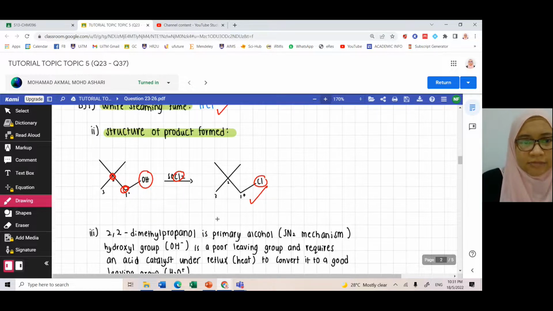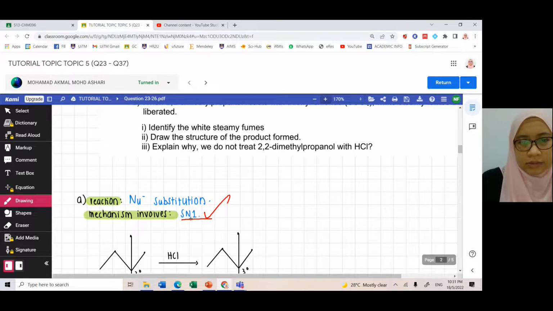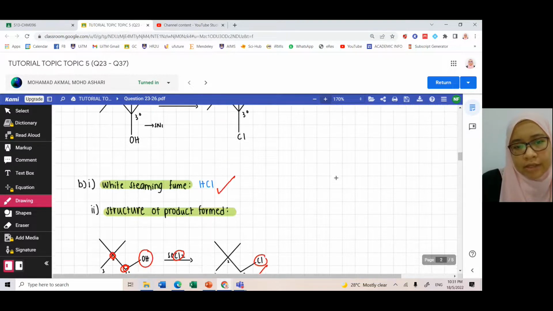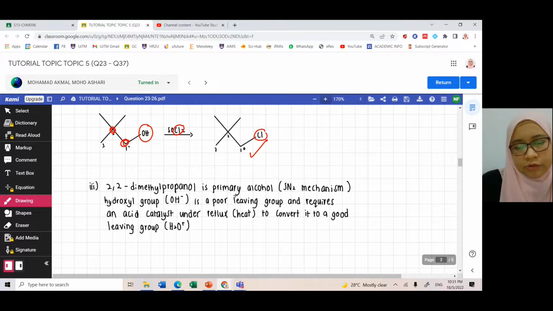Yes, correct. Number 3. Explain why we do not treat 2,2-dimethyl propanol with HCl. So 2,2-dimethyl propanol is a primary alcohol, so it will proceed with SN2 mechanism. Hydroxyl group OH is a poor leaving group and requires an acid catalyst under reflux heat to convert it to a good leaving group. So this is a good answer because OH is a very poor leaving group.